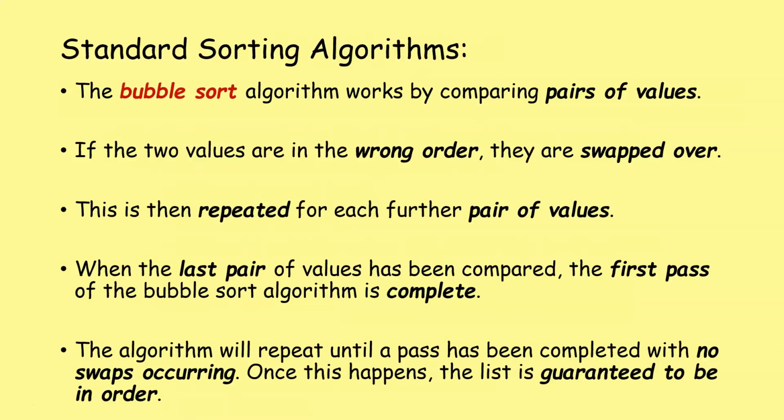Moving on to standard sorting algorithms. The bubble sort algorithm works by comparing pairs of values. If the 2 values are in the wrong order, they're swapped over. This is then repeated for each further pair of values. When the last pair of values has been compared, the first pass of the bubble sort algorithm is complete. The algorithm will repeat until a pass has been completed with no swaps occurring. Once this happens, we know the list is guaranteed to now be in order.